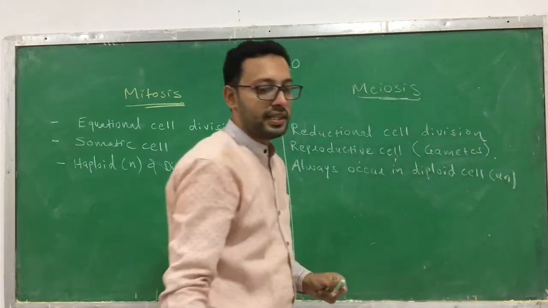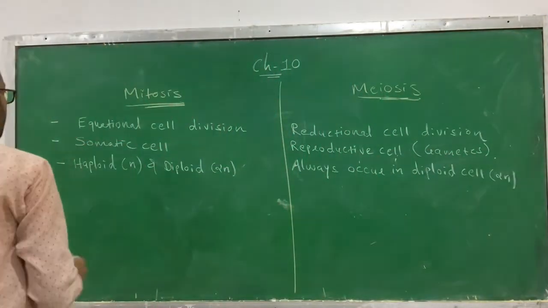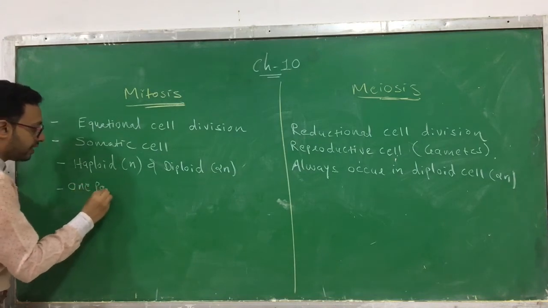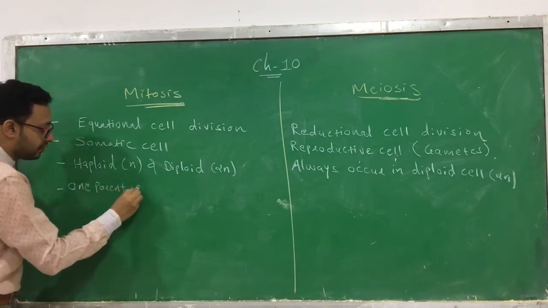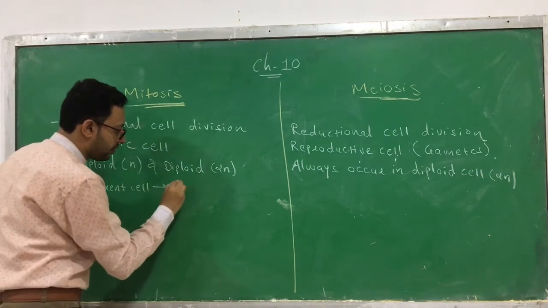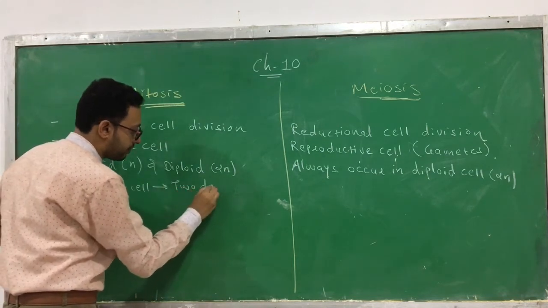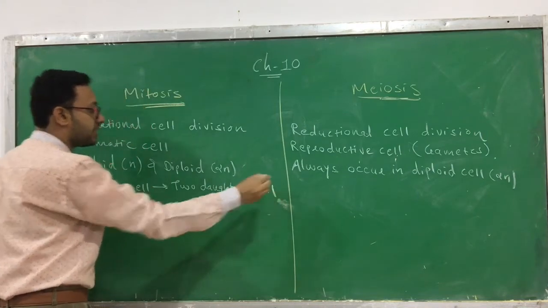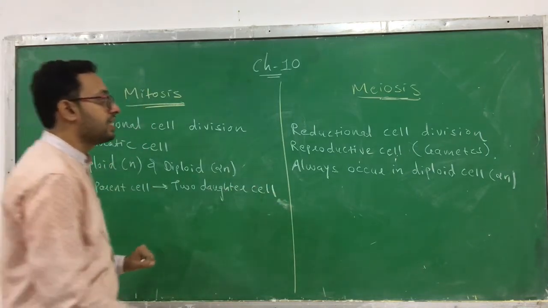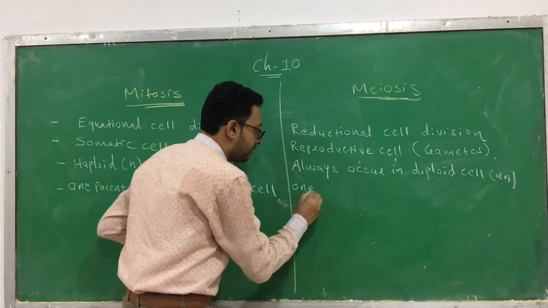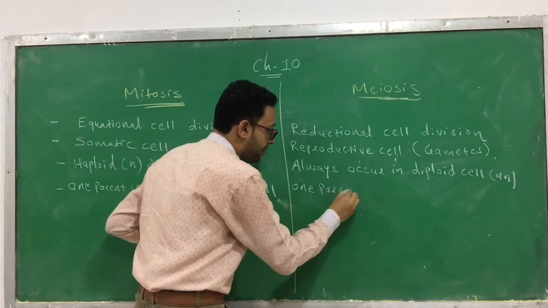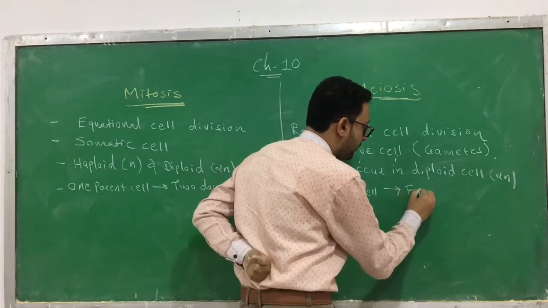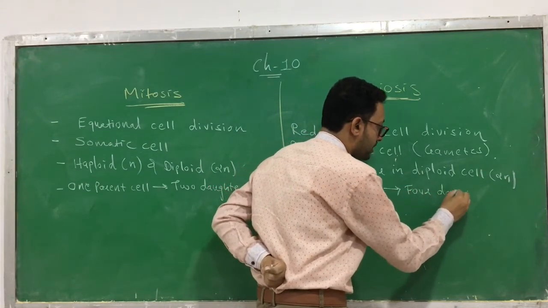Okay. Here in mitosis, one parent cell generates two daughter cells. From one parent cell, how many daughter cells are produced? Two. Here in meiosis, from one parent cell, how many daughter cells are produced? Four. Four daughter cells are produced.